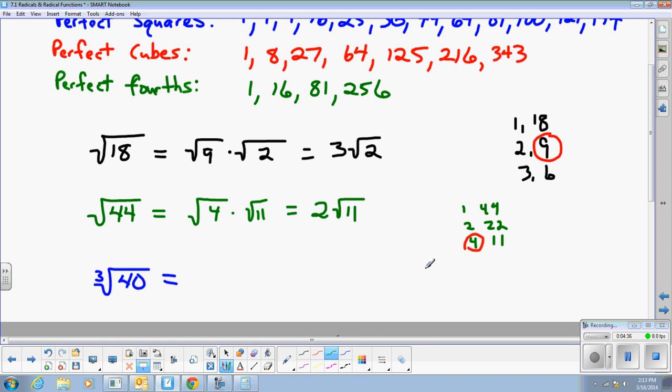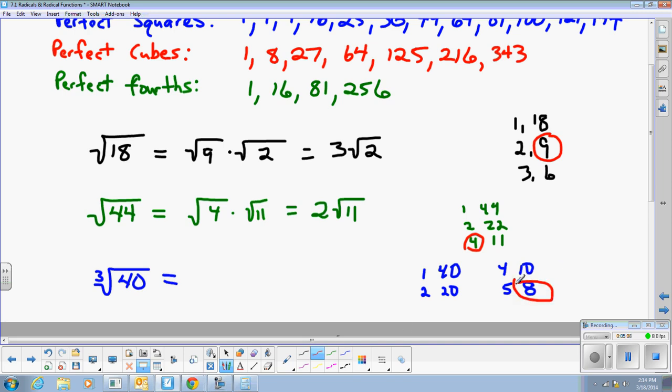If I list out my factors of 40, I would list them out as 1 and 40, 2 and 20, 3 is not a factor of 40, 4 and 10, 5 and 8. And then that's it for factors. Now I want perfect cubes. I'm not after perfect squares, I'm after perfect cubes. So the number from my perfect cube list that's in my factor list happens to be the number 8.